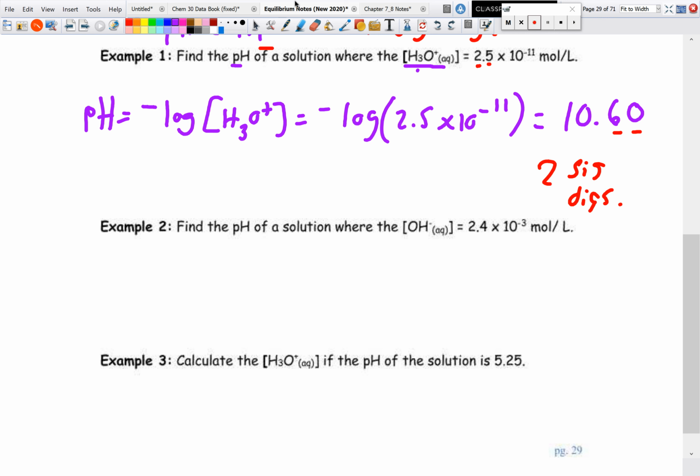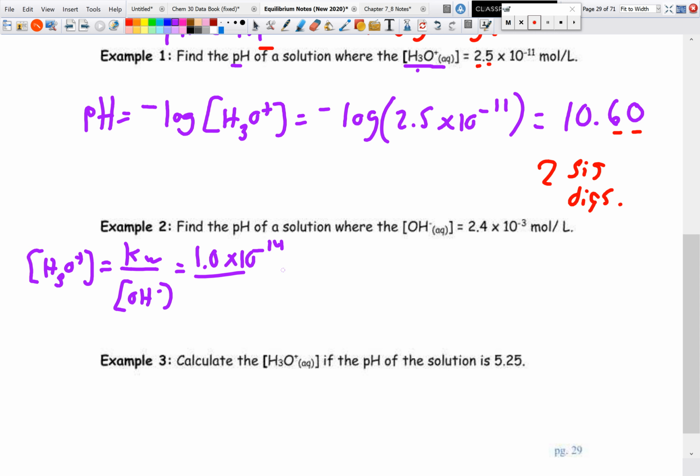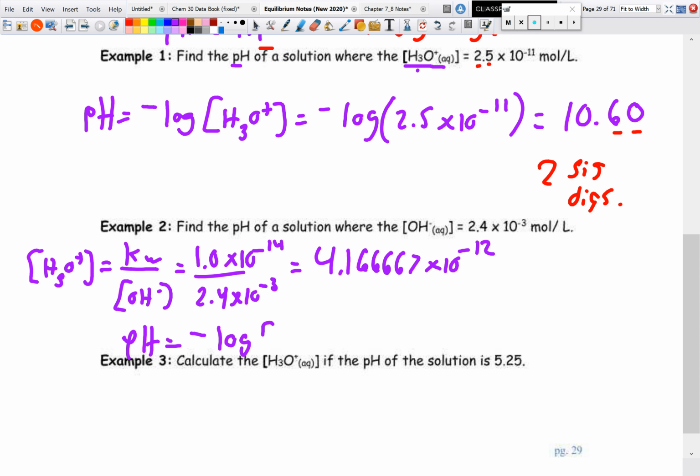Just because we learned this equation on the previous page, I'm going to start by doing this, to get the hydrogen ion concentration, or hydronium. And when we do this, we get 4.1 repeating 6, I'm just going to keep as many digits as possible, times 10 to the power of negative 12. And then, because now we have hydronium, we can get the pH is equal to negative log concentration of hydronium.